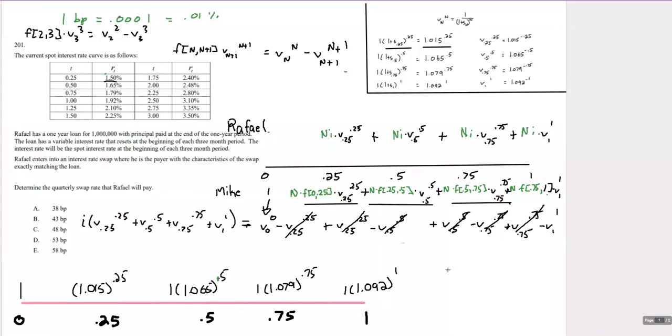So let's write it over here. So now I have 1. Now I wrote my values here. V sub 1 to the 1 is 1.092 to the negative 1. So 1 minus 1.092 raised to the negative 1. And we're going to divide by all of this. So what's that going to be? That's going to equal the interest rate.